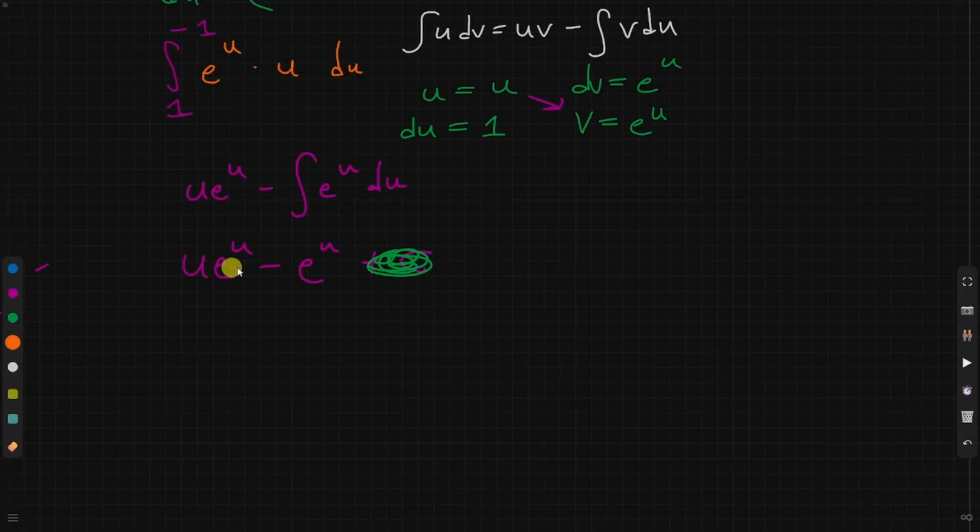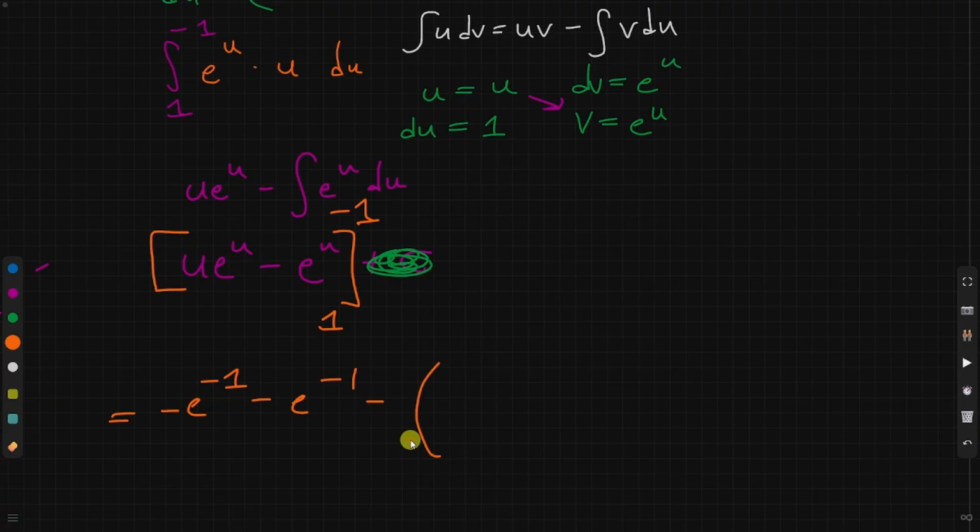Alright, so we have to evaluate this at our bounds, and note that 1 is our lower bound, not our upper bound, and same for -1. -1 is our upper bound, not our lower bound. So we have to evaluate this at 1 and -1. So first let's evaluate it at -1. We have -1 in place of u. So negative e to the -1 minus e to the -1.